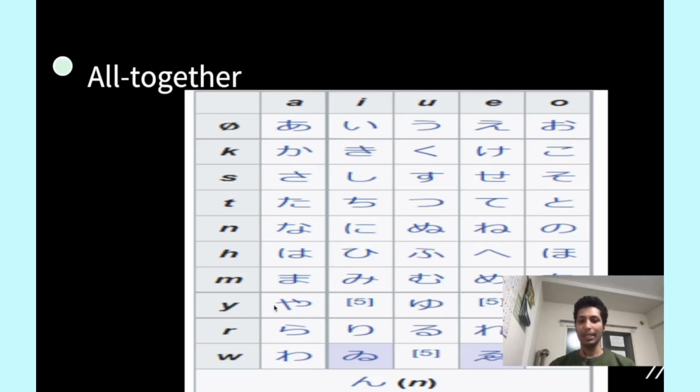Ya line is ya. Then nothing here. Yu. Nothing here. Yo. And then ra line, that is ra, ri, ru, re, ro. Then we have wa line, that consists of wa. This is not used. There is nothing here. This is also not used. And then this is o. As I said earlier, o is an object marking particle, and we will be learning about it later on in detail. And then this is a special character.